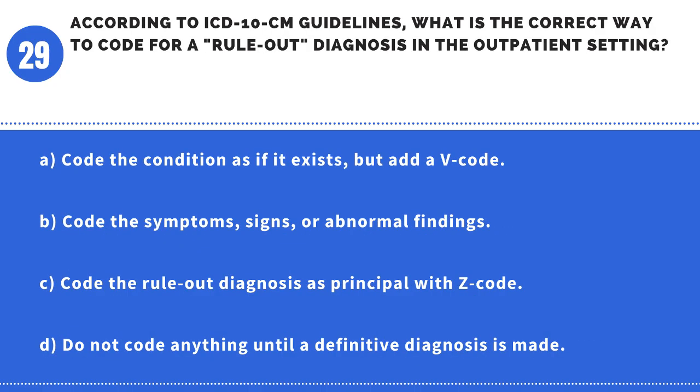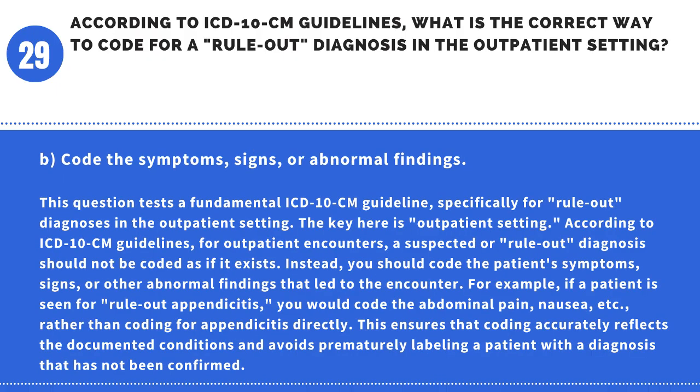Question 29. According to ICD-10-CM guidelines, what is the correct way to code for a rule-out diagnosis in the outpatient setting? A. Code the condition as if it exists, but add a V code. B. Code the symptoms, signs, or abnormal findings. C. Code the rule-out diagnosis as principal with Z code. D. Do not code anything until a definitive diagnosis is made. Answer B. Code the symptoms, signs, or abnormal findings.